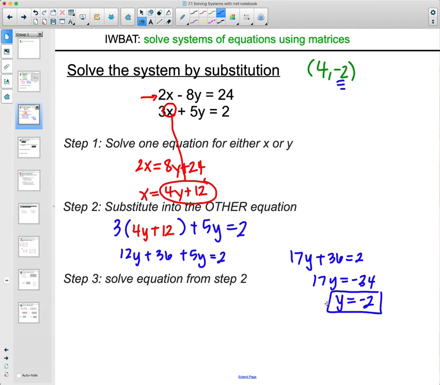Then you plug this back in. And I would just plug it back into where you already have x solved for, or the other variable, because it's just going to be easiest mathematically. So then just plug it back in there. So you get -8 plus 12, which is 4, again, consistent with what we found. So that's just a quick recap on substitution.